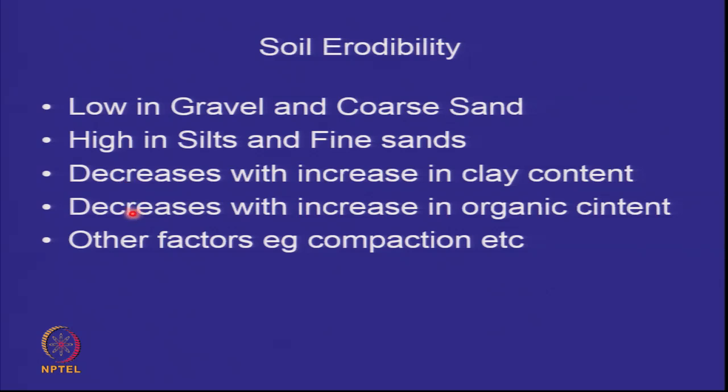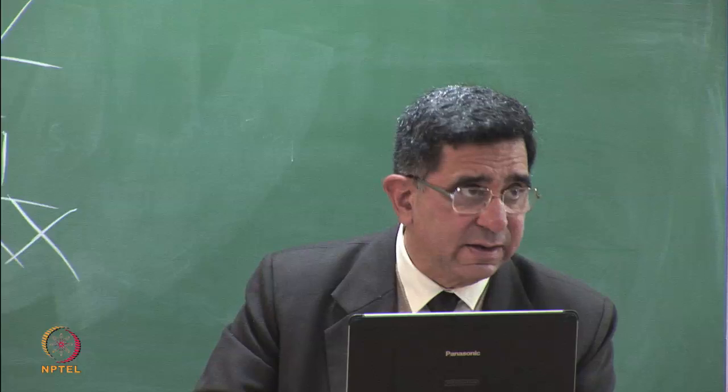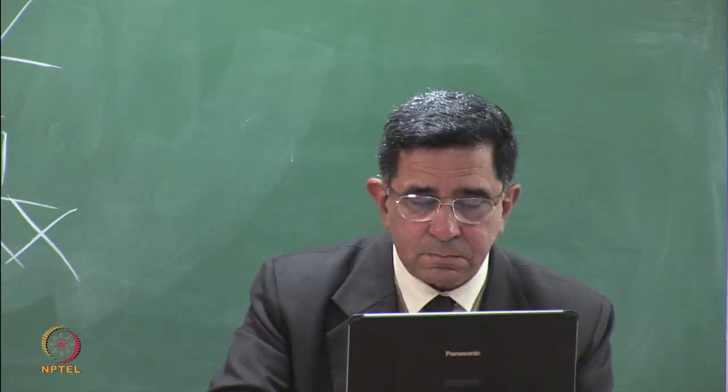Also, it is observed that when you have organic content in the soil, it supports vegetation and therefore it decreases erodibility. So the best materials for low erodibility are gravel and coarse sand, followed by clays with high organic content. Then silts and fine sands have an erodibility problem. If you grow vegetation on silts, that's fine. They are not going to erode.